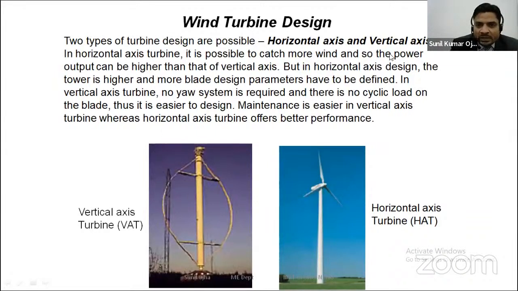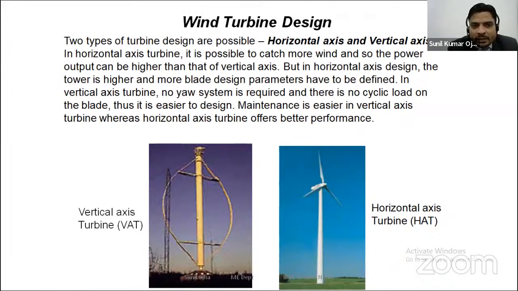And what is a vertical axis wind turbine? In the vertical axis wind turbine, the axis of rotation of the turbine is vertical, perpendicular to the flowing velocity of the wind. That is called a vertical axis wind turbine. So there are two types based on the axis of rotation: horizontal axis wind turbine and vertical axis wind turbine.